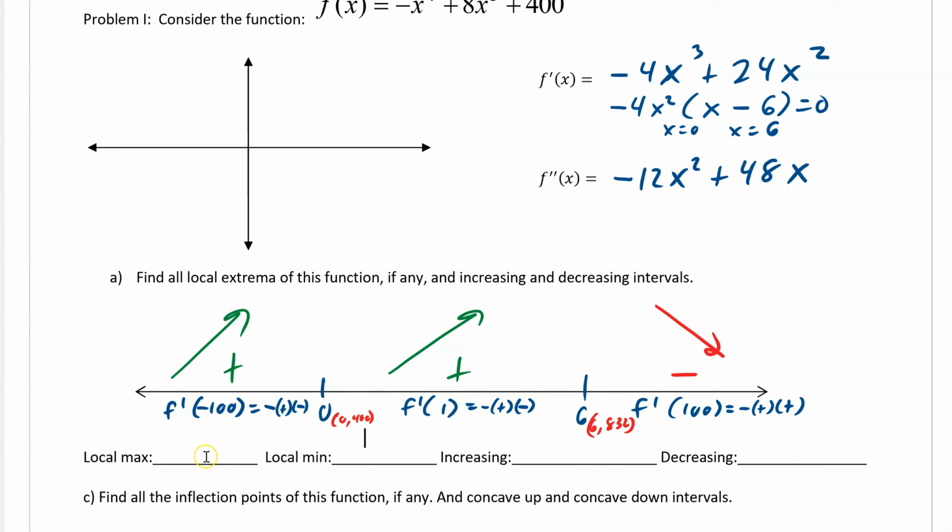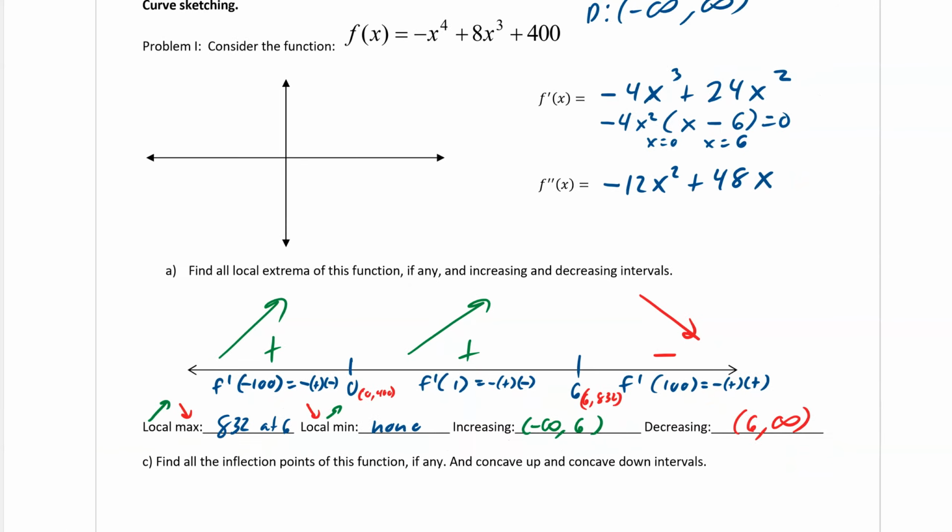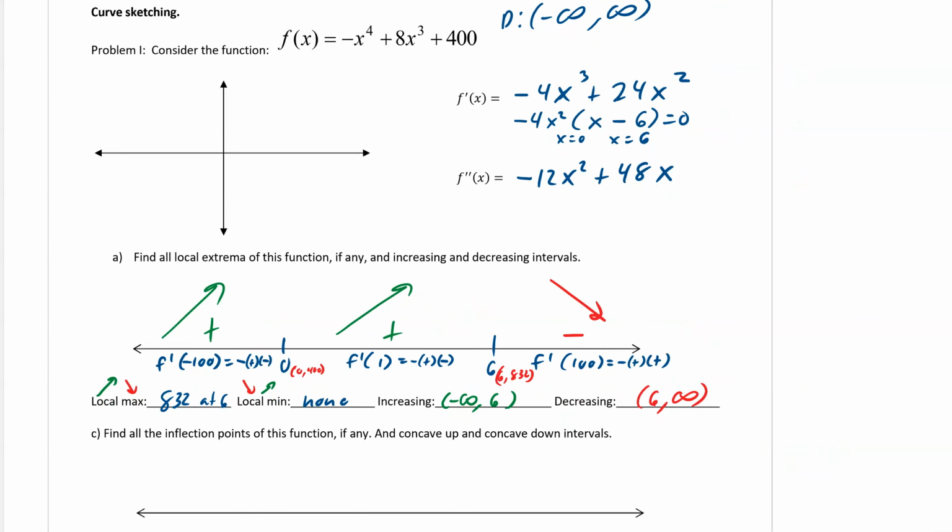Now, which of these is a local max and a local min? So it has to be increase, decrease to be a max. So that is a max. So increase, decrease, that's a local max of 832 at 6. We do not have a local min, because again, that needs to be decrease, increase. So there isn't one. And it's increasing from negative infinity to 6. And it's decreasing from 6 to infinity. And there we go. So now we have our first derivative taken care of.